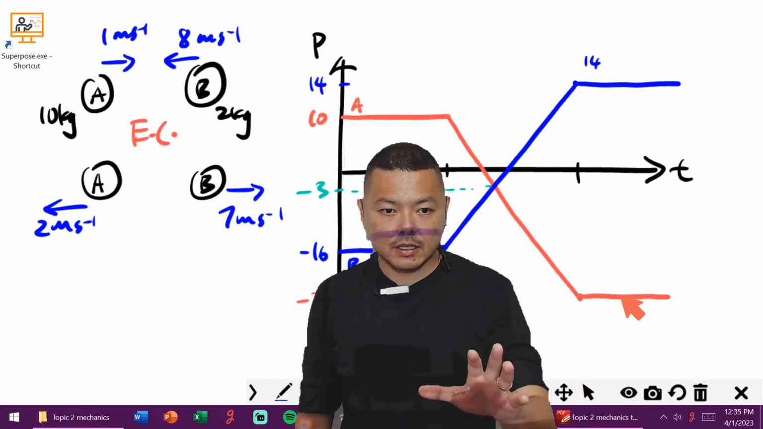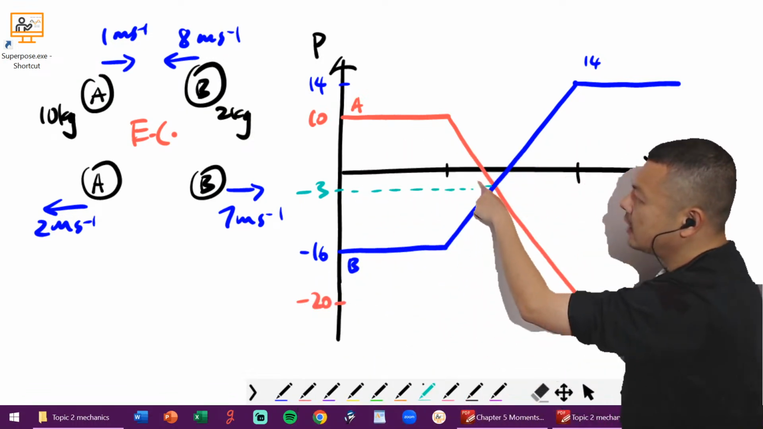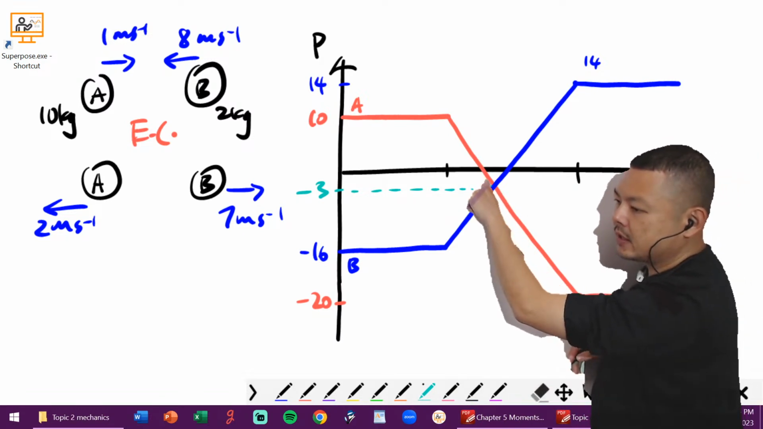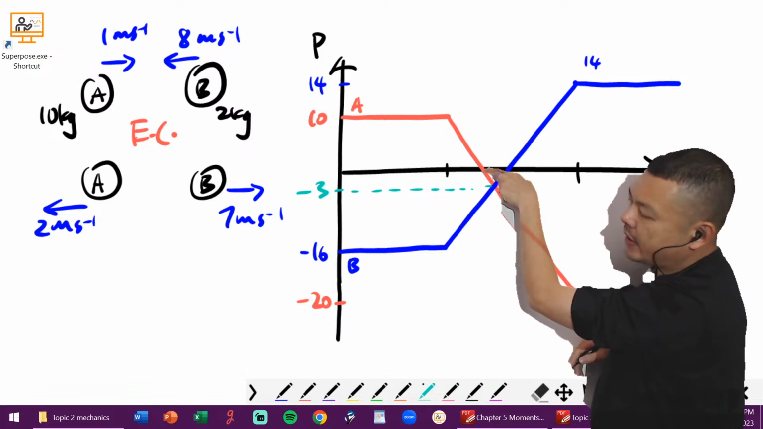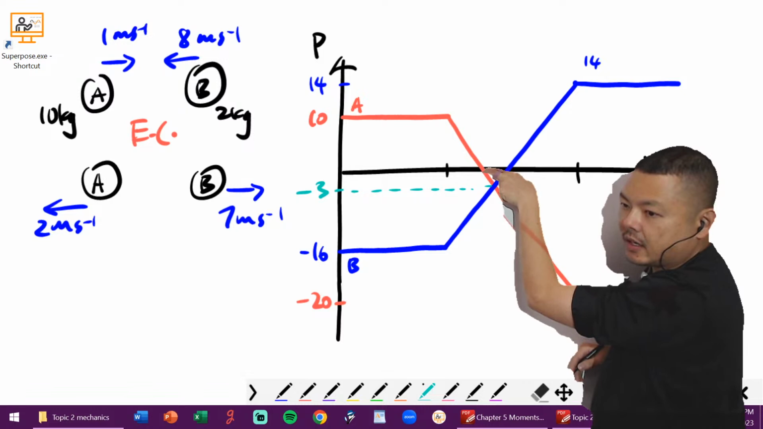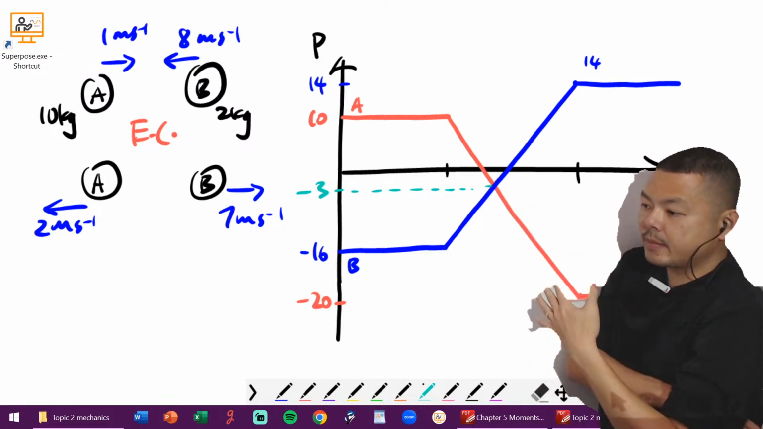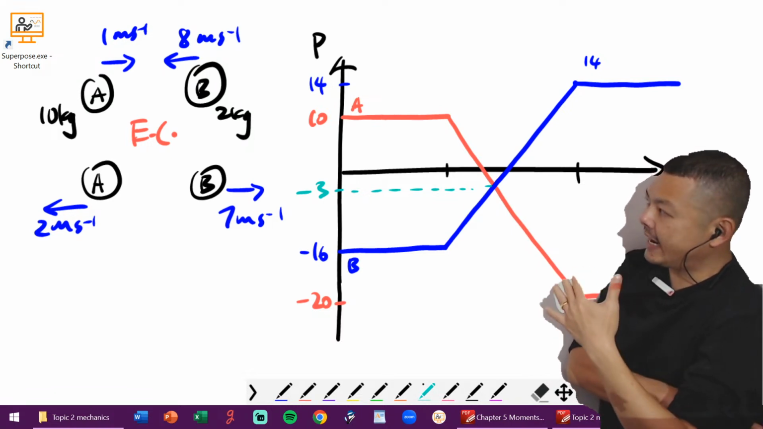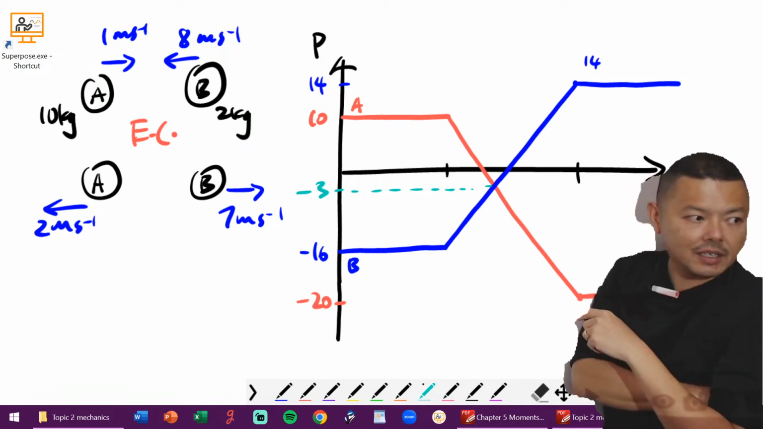Okay, so far? Let me ask you this question, guys. Please pay attention to this. Let's look at this point here, where my finger is. Ian, can you see this point here, where the red line crosses the axis? Can you tell me what's the momentum of object A right here? It is 0 at that point.